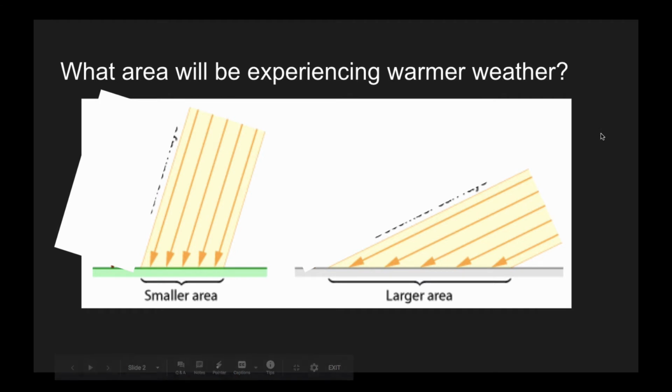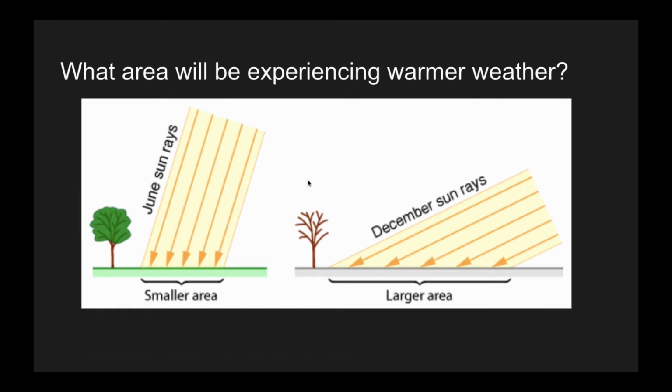If you said the side on the left, then you guessed correctly, because in the summer, the sun is higher in the sky, which means the sun rays have a higher angle, which causes the sunlight to be spread over a smaller area on the ground, which basically means it's more focused. It's a more intense sunlight. In the winter, if you notice, the sun is lower in the sky throughout the day, and therefore the sunlight is spread across a larger surface area of the Earth, which means the sunlight is less intense.